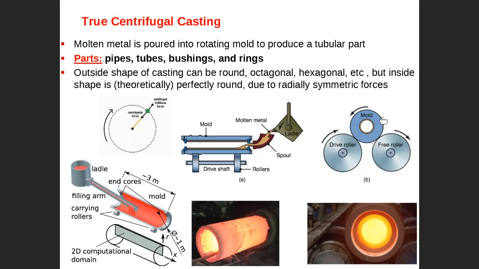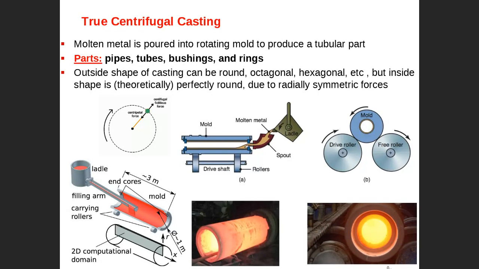It must be a rotating mold, to produce a tube part. The products are pipes, tubes, washers, rings and so on. The outside shape of the casting can be round or hexagonal or whatever. Inside must be circular, but outside could be circular or not circular. No problem, because it will fill the cavity. It doesn't matter what the cavity is, but the internal surface is usually circular.